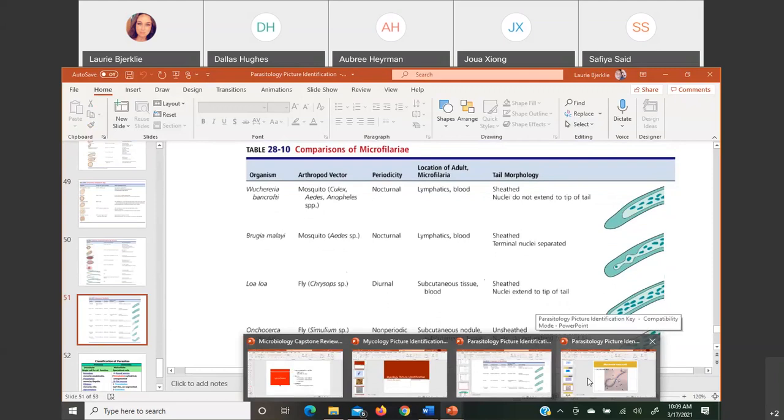Here's the deal for boards. You're going to get luck of the draw on parasites and mycology. They're going to ask you maybe a couple questions each. There's so much to know. You should be fine. You have multiple choice. Just rule out and rule in as best as you can. And it'll be just a matter of what you get.